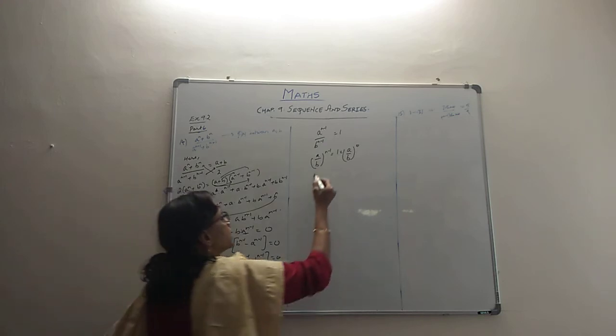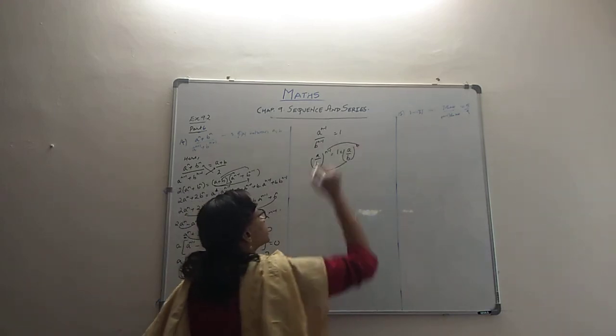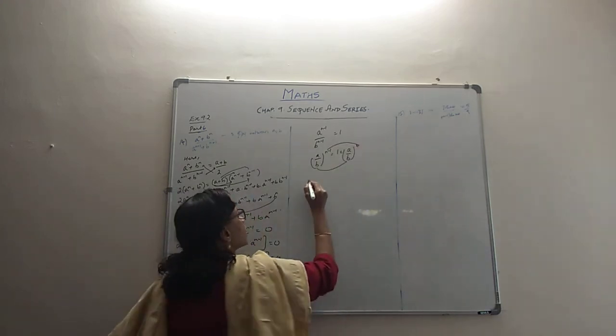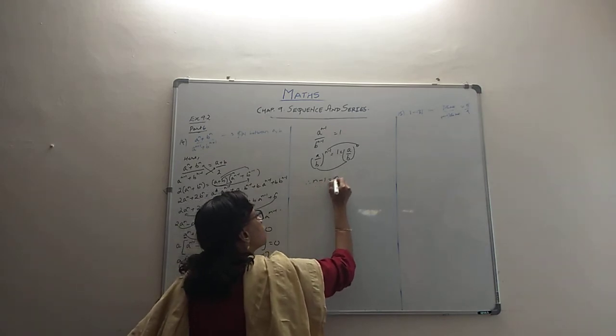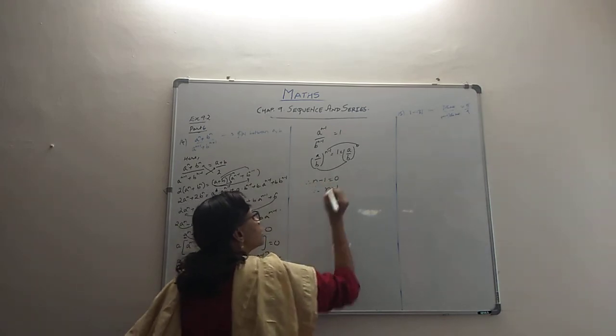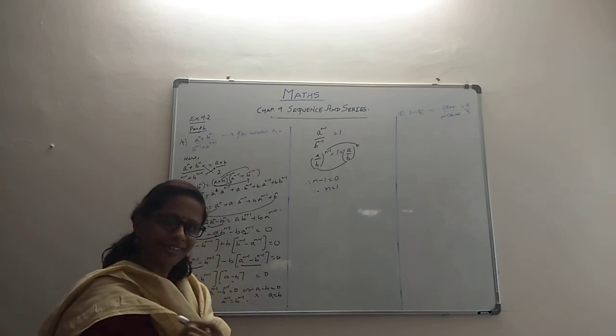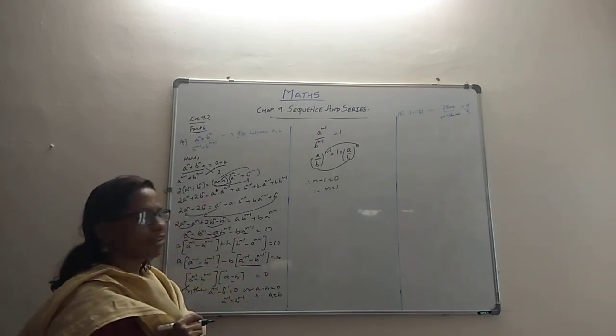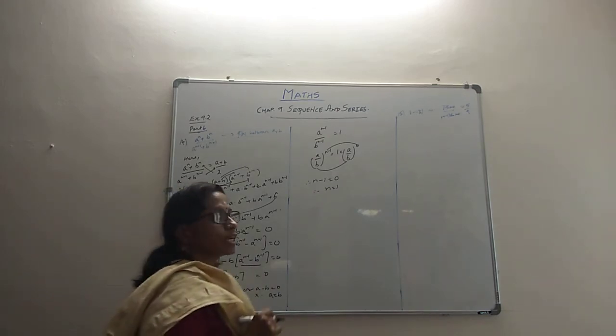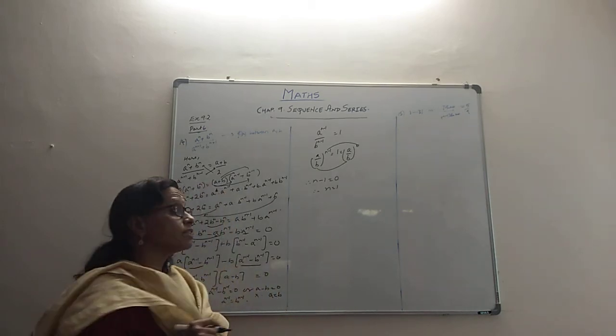Now when the bases are same, you can compare the exponents. So let's compare. N minus 1 is 0. In that process, what is n? It's 1. And that's the answer. Great. That's the value of n. We can quickly move to the 15th problem and see what it says.